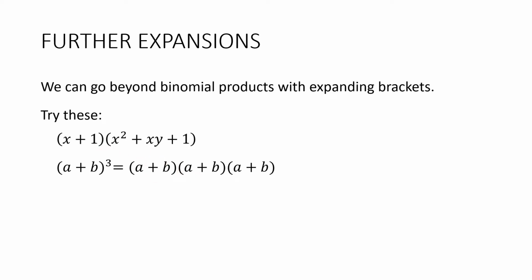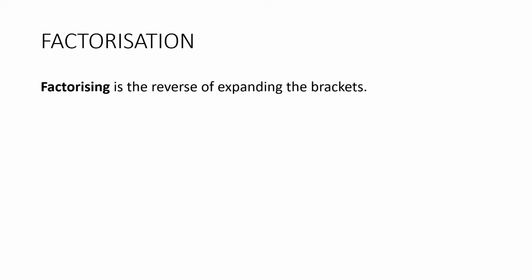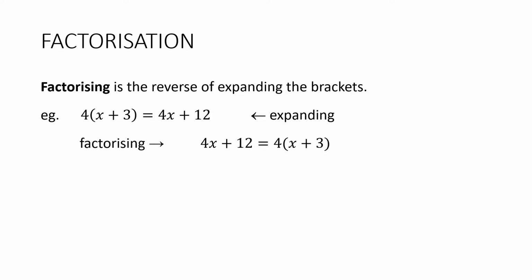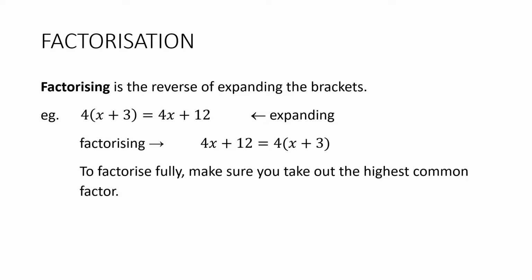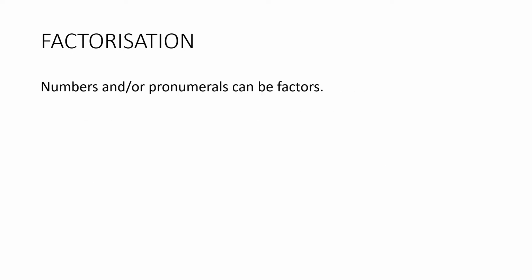Now, factorising is the reverse of expanding the brackets. So this is what we've been doing, expanding. If we go the other way, we're factorising. And if we want to factorise fully, we have to make sure we take out the highest common factor. Now, numbers and or pronumerals can be factors. Look at this example, 6x squared y plus 4x. Right, I've got a common factor of 2 and also of x. So I'm going to bring that out the front.